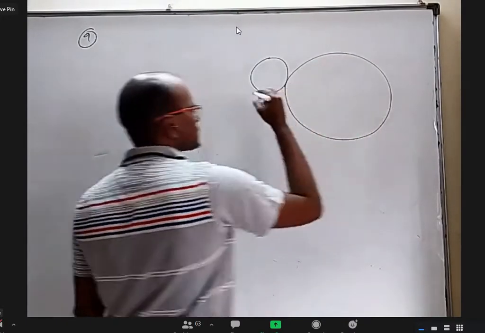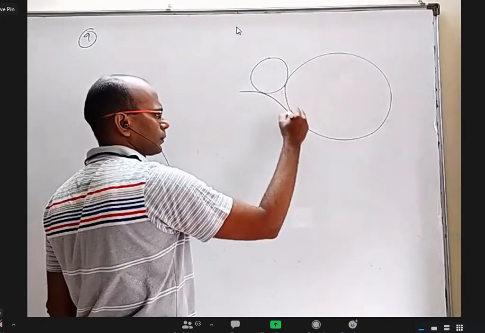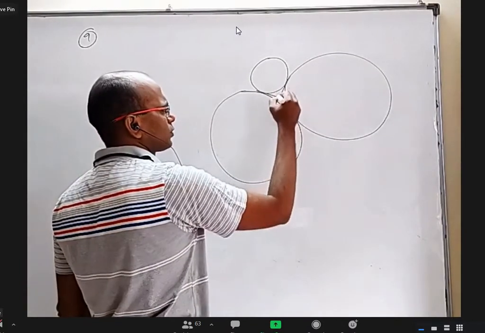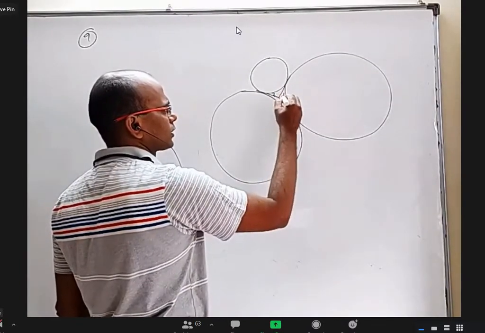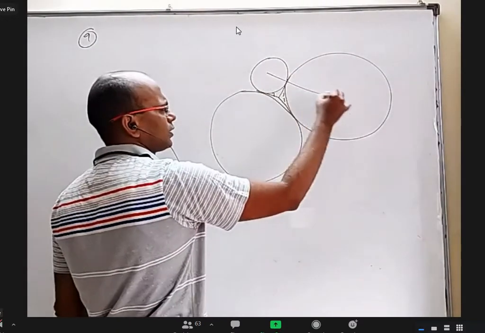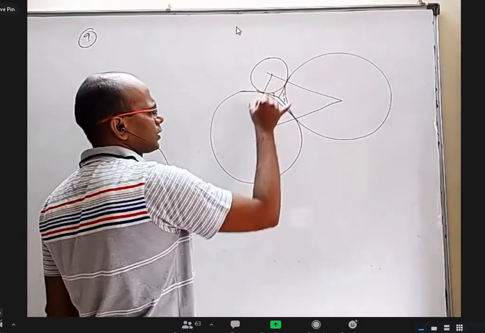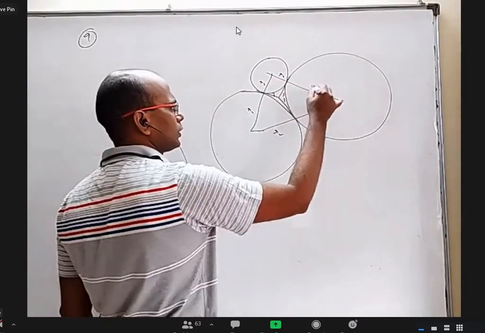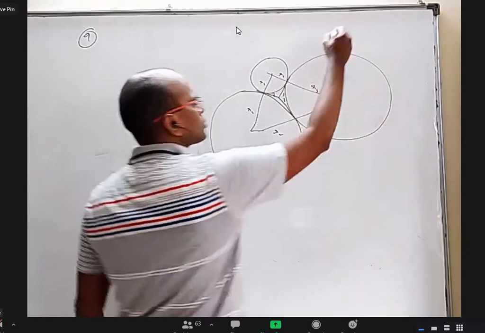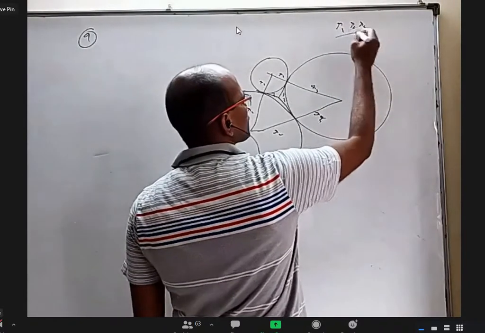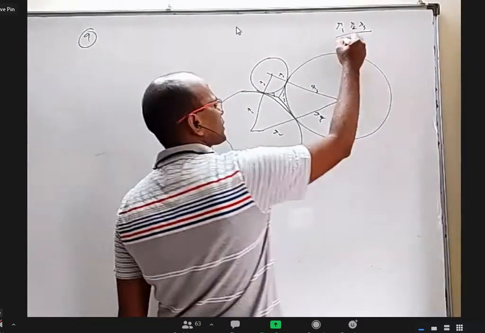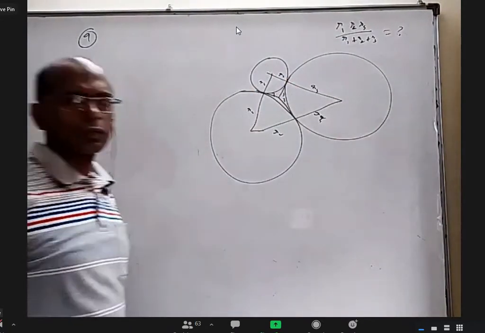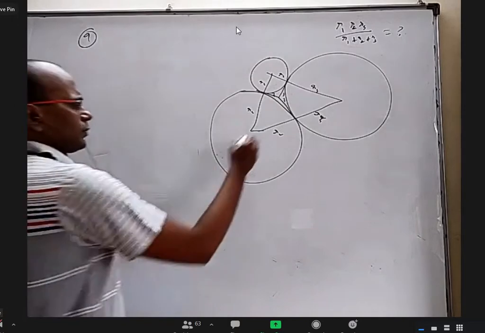Again, there are 3 circles touching each other externally. There is one point from which length of tangent to all 3 are equal, and they are equal to 3. And the 3 circles radius are R1, R2, R3. The question is, what is R1 R2 R3 by R1 plus R2 plus R3, the product by sum or sum by product, something like that. Same thing again.